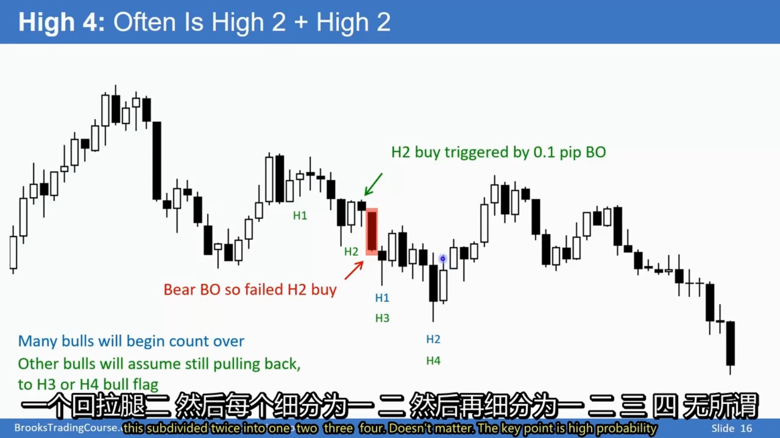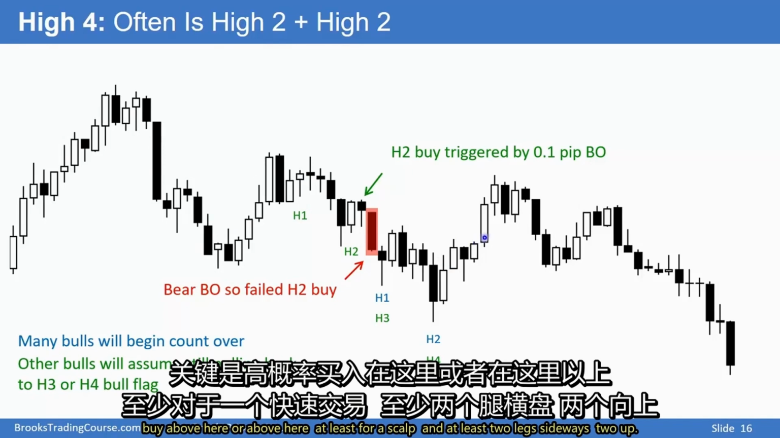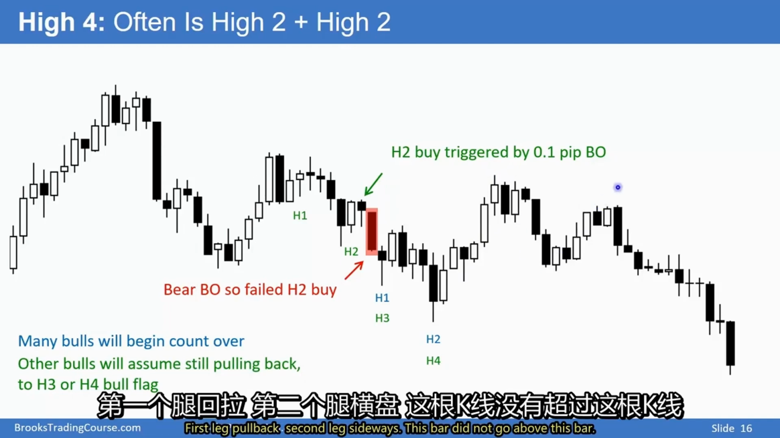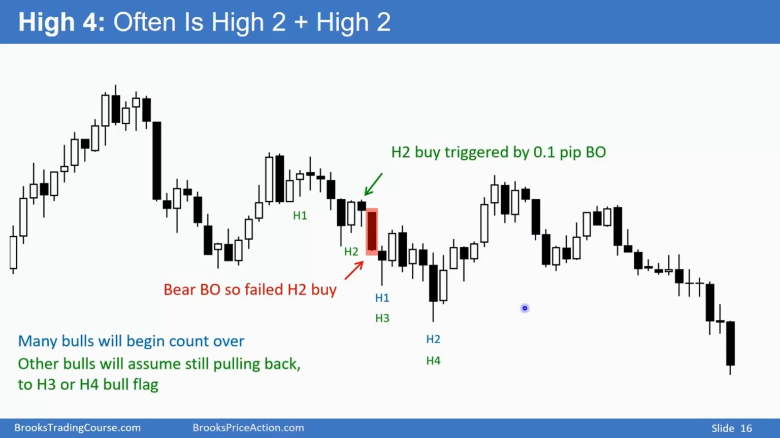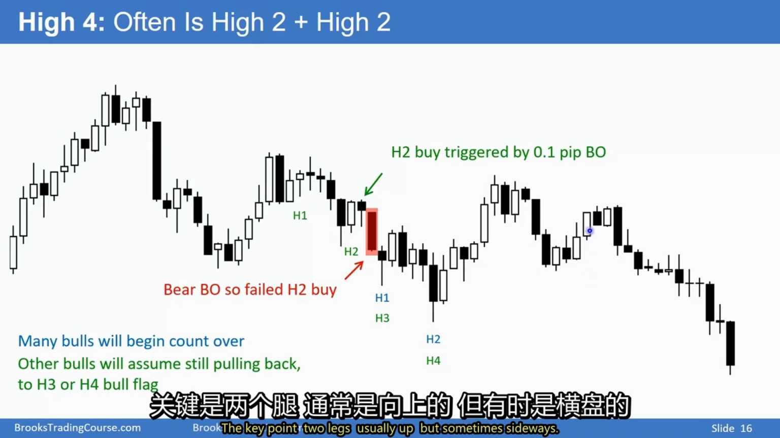Doesn't matter. The key point is high probability buy above here or above here, at least for a scalp, and at least 2 legs sideways to up. First leg, pullback, second leg, sideways. This bar did not go above this bar. The key point, 2 legs, usually up, but sometimes sideways.